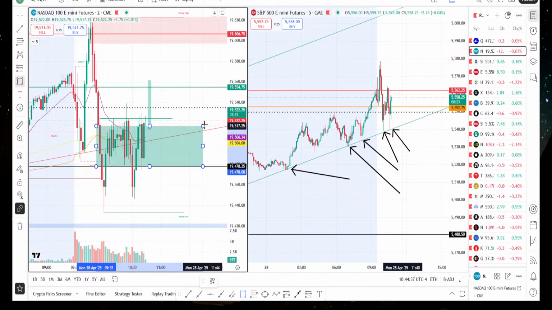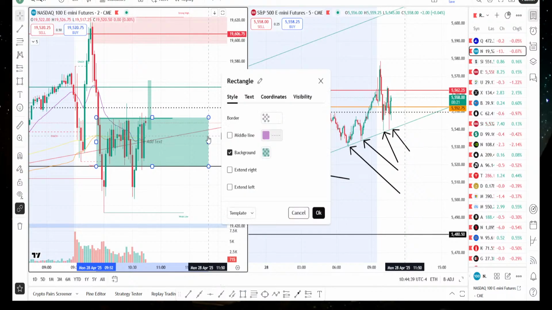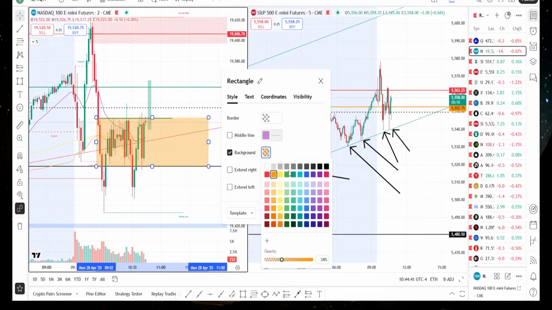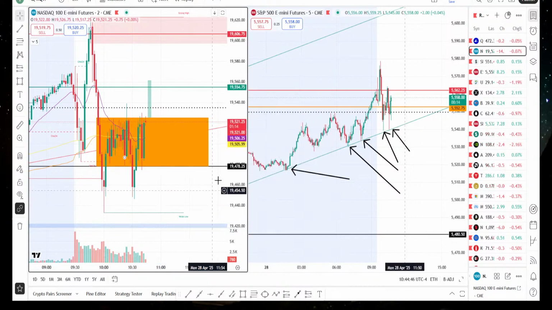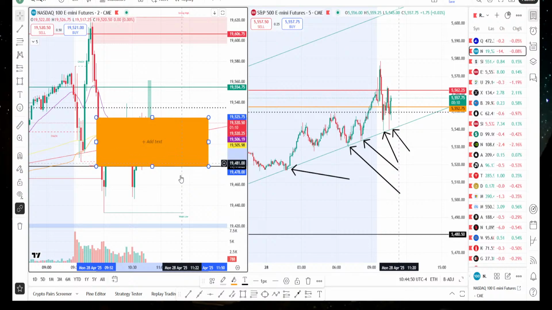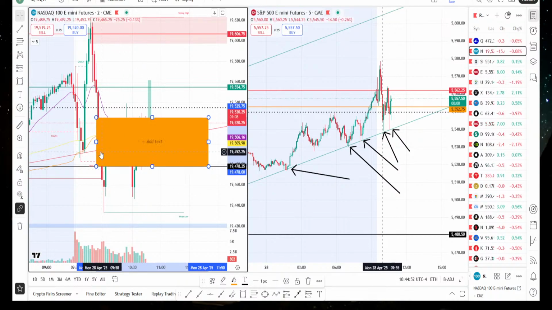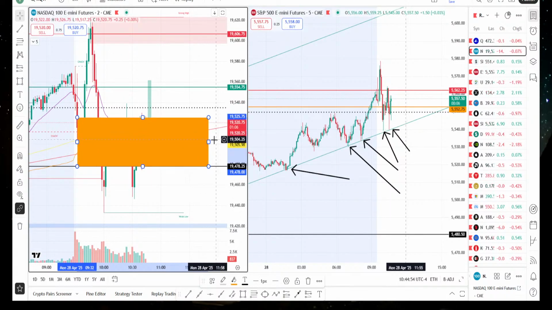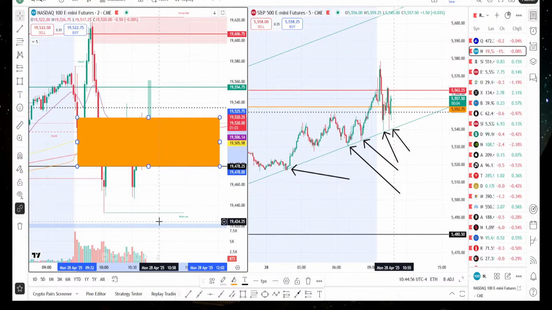So let's just do this. So we can't even see them there. Oh, never mind. Can't cover it. There we go. This is the no trade zone. Don't trade it there.